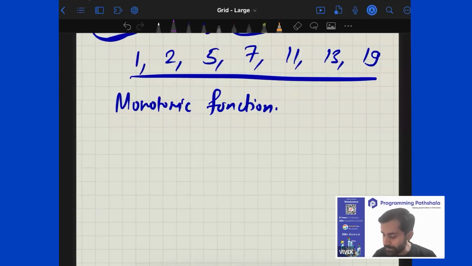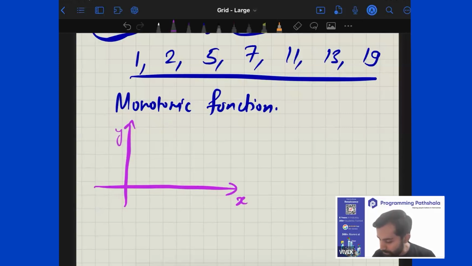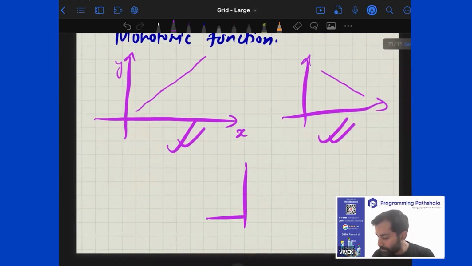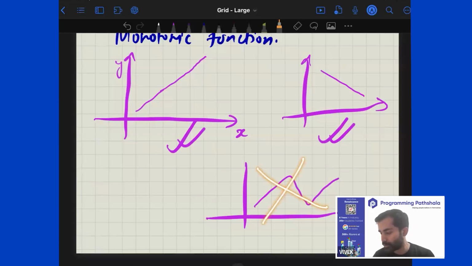If we have a function, let's say I'm drawing x and y axis, and there is a function which just increases, or a function which just decreases, then such functions are called monotonic because they do not have two tones in them. It's not like they increase and then later decrease. Contrary to it, if you have a function like this, would you call it monotonic? The answer is no. This is not monotonic, but both of the earlier ones are.